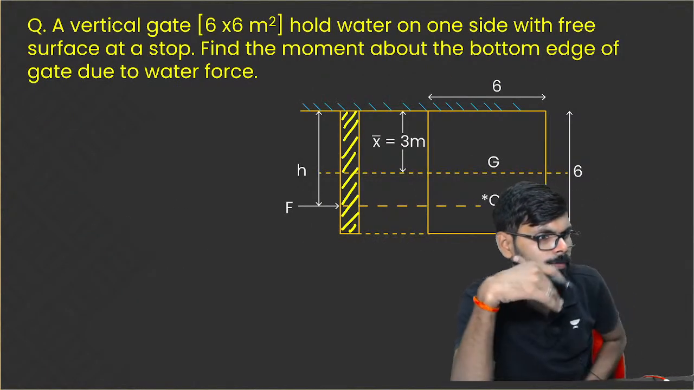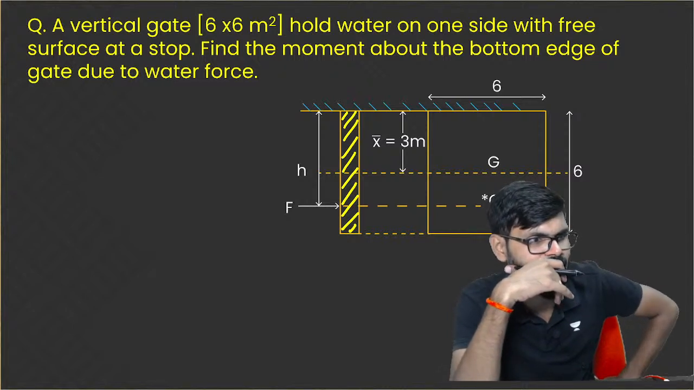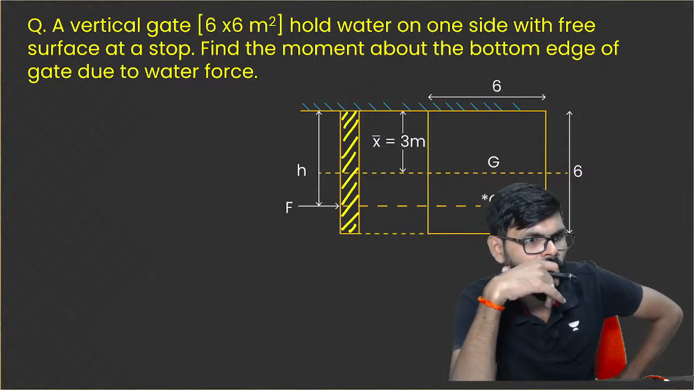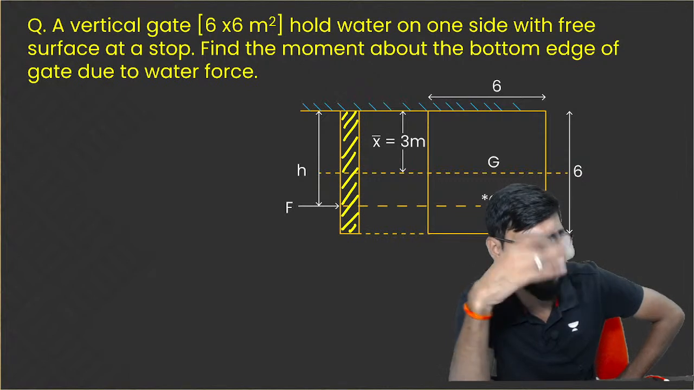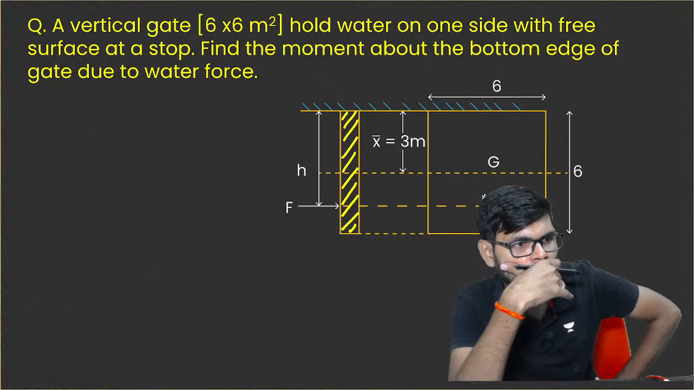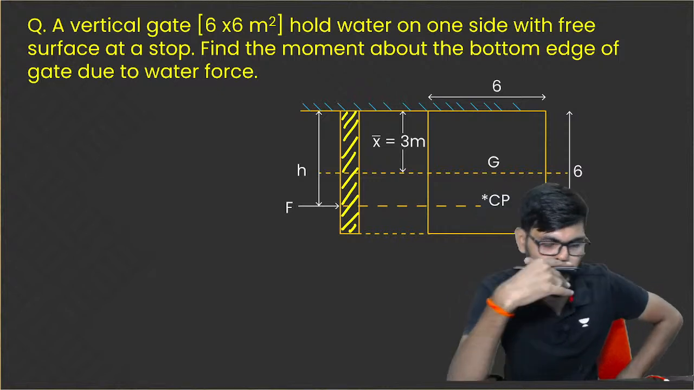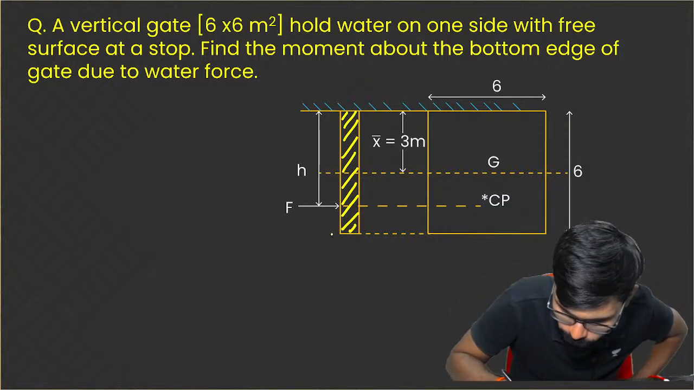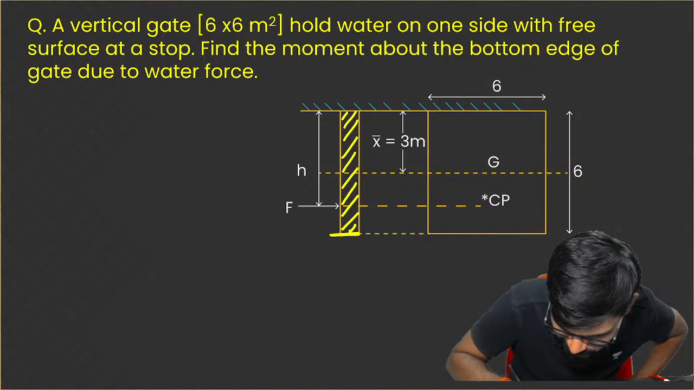So the vertical gate, 6x6 meter square, hold water on one side, only one side water is there, and free surface at the top. Find the moment about the bottom edge of the gate due to water force. Okay, so we have to find out the moment about this particular edge, this bottom edge.